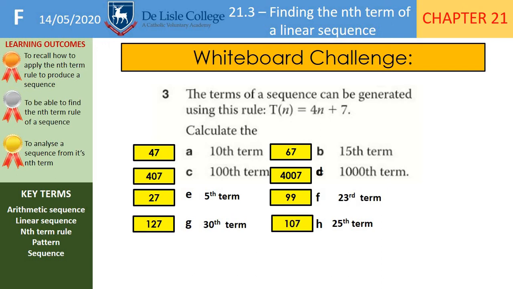Brilliant. If you've struggled with that, what it could be worth doing is you can make up your own nth term rule. You could do 2n plus 3 and then challenge yourself to find the 10th, the 50th, the 100th and see if you can do it.